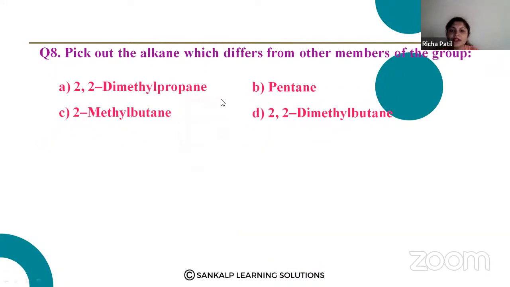Next, pick out the alkane which differs from other members of the group.